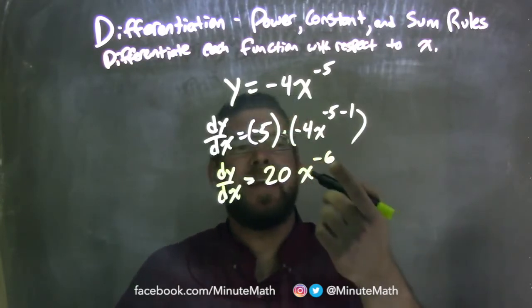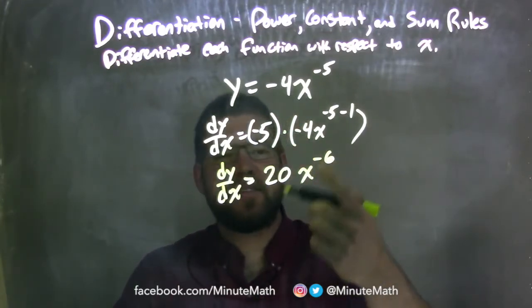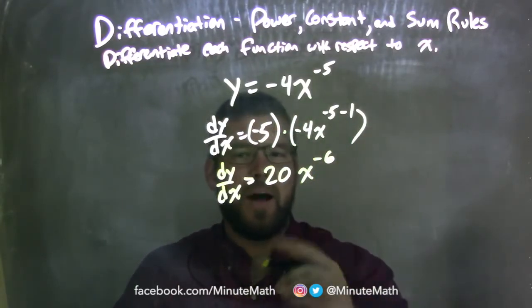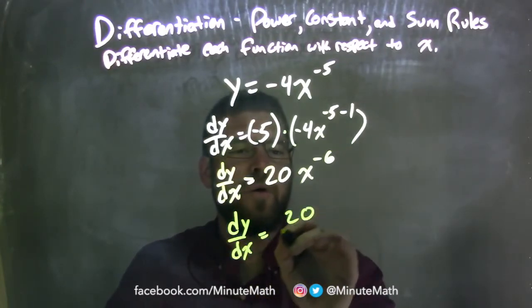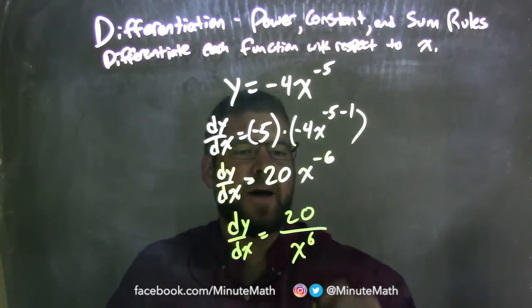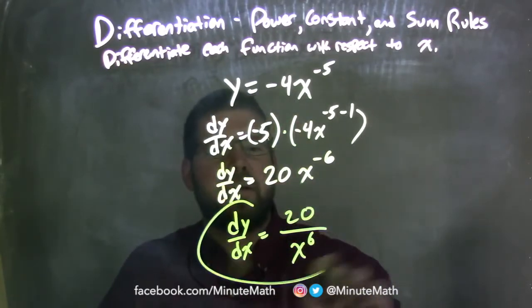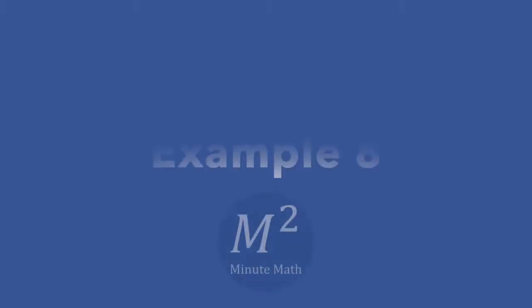So we know that x to the negative 6 power can go in the denominator, making a positive 6. So we have dy dx equal to 20 over x to the positive 6 power. And there we have it, our final derivative.